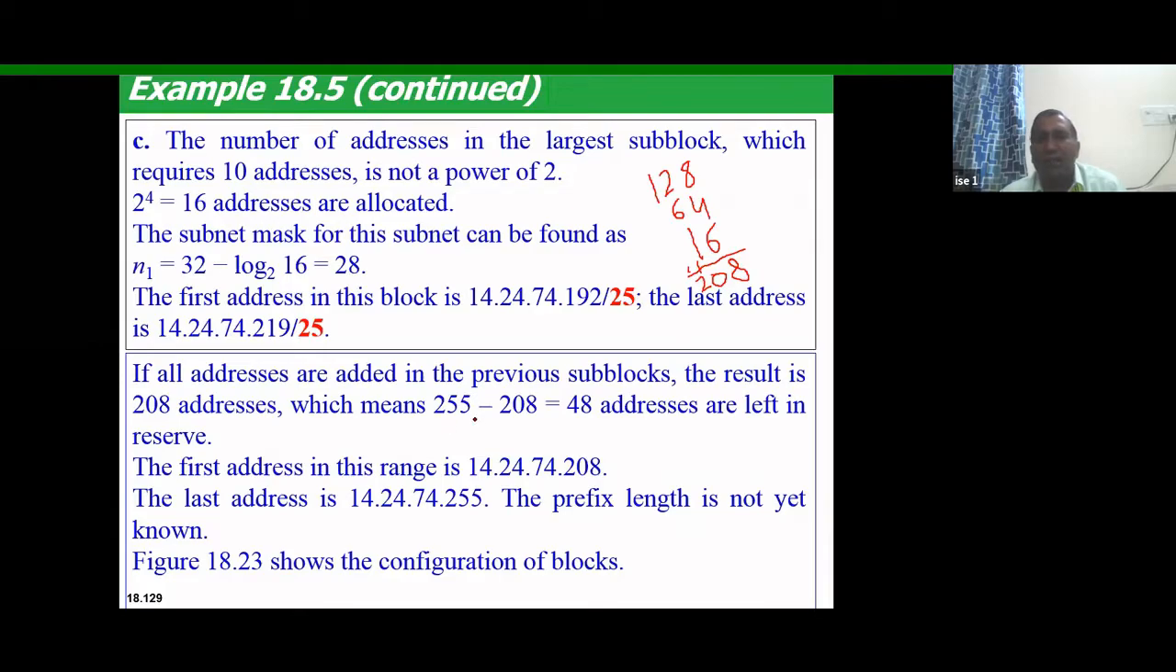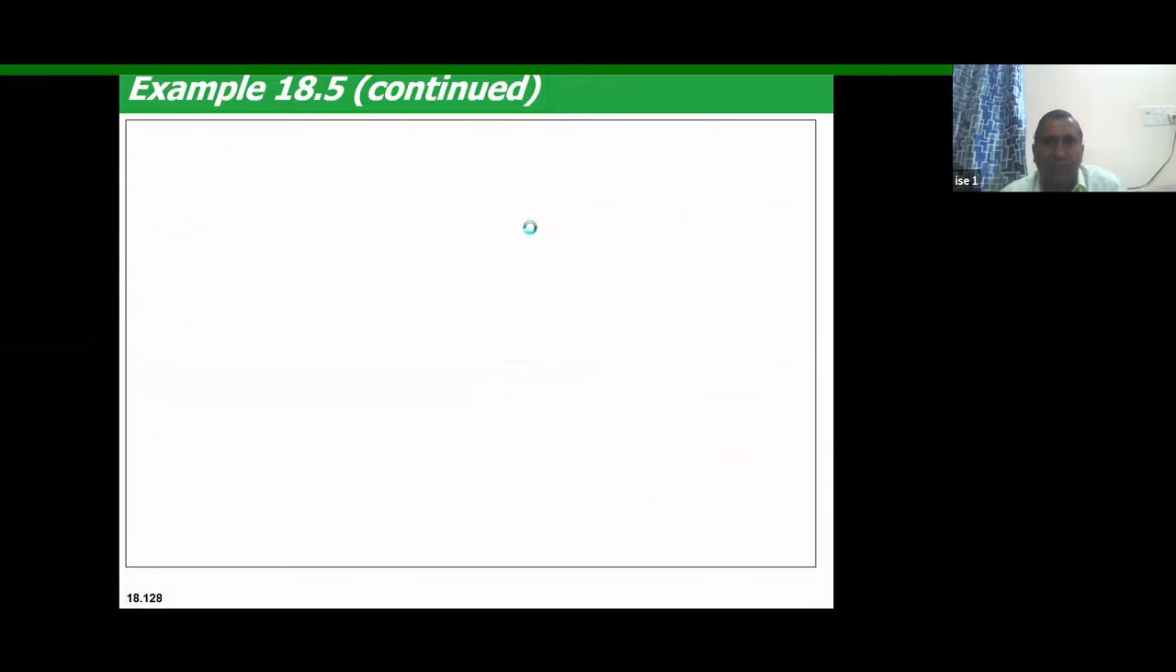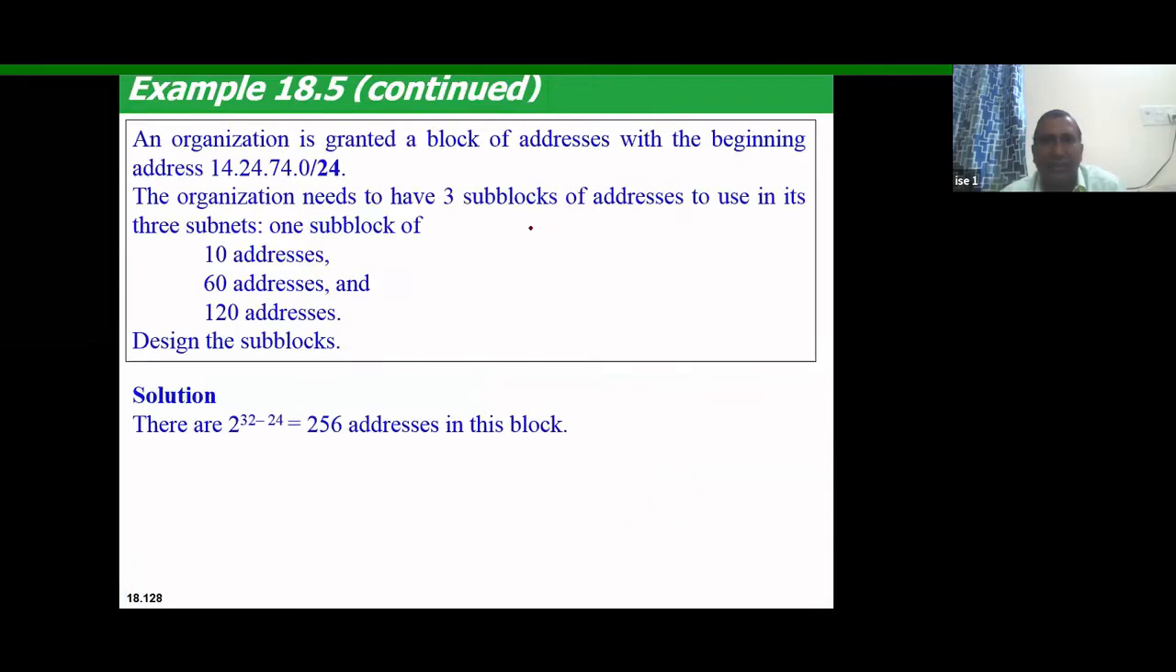So this is what I have done. Out of 256 total addresses, minus 208, how much is this? If you calculate 256 minus 208, this should be 48, because we started with 256 addresses, right?